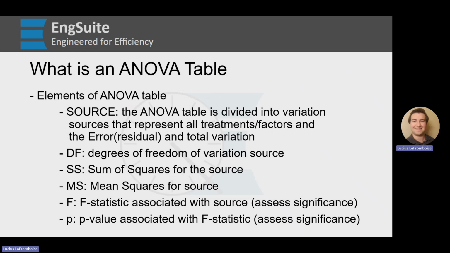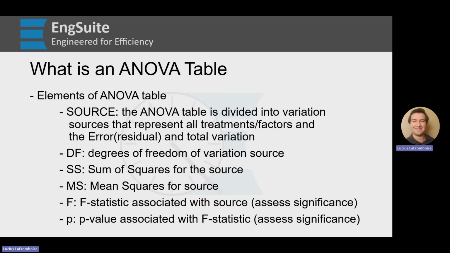So when we're doing an ANOVA, we're really talking about the ANOVA table. And there are a few important elements of an ANOVA table that we should talk about. The first is the source. And you'll see later on the next page, actually, that the ANOVA table is divided into variation sources that represent the treatments and factors, the error or the residual, and the total variation. So you'll see that each row of our ANOVA table represents a different source of variation.